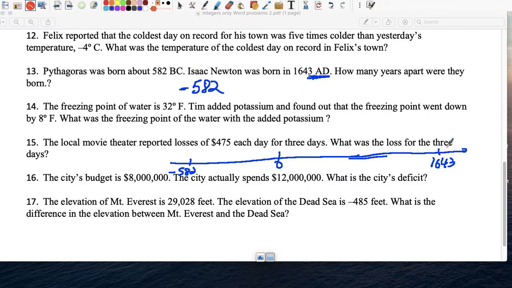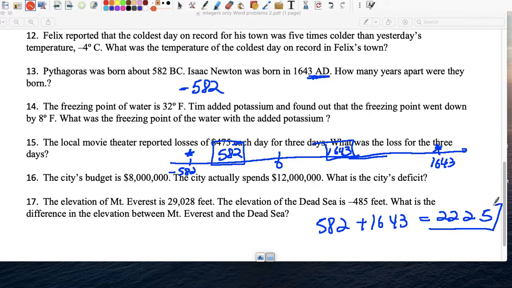1643 right here, right? So what's the question? How many years apart were they born? So how many years apart is this person over here and this person? There are several ways of doing it. How many years is it from negative 582 to 0? We have 582 years, right? How many years is it from 0 to 1,643? 1,643 years. So I can add these two: 582 plus 1643, and there's 2,225 years between them.